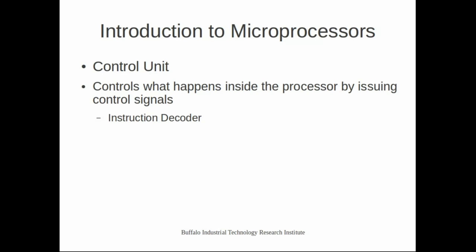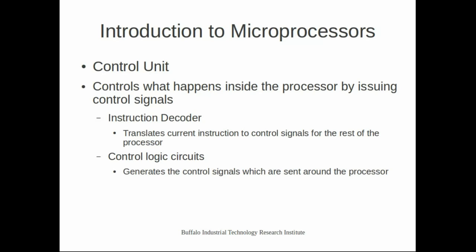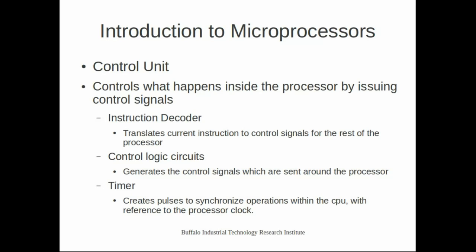The control unit has an instruction decoder which translates the instruction currently stored in the instruction register into control signals for the rest of the processor. Control logic circuits generate the control signals that are sent around the processor to various modules. The control unit also has a timer circuit which creates pulses to synchronize operations within the CPU, and it works with reference to the processor clock.